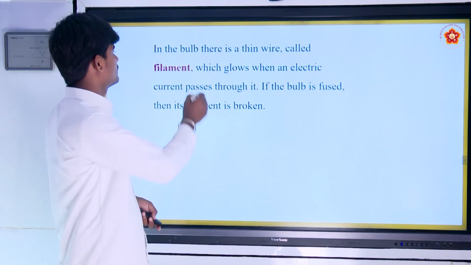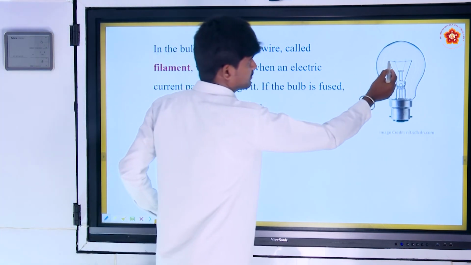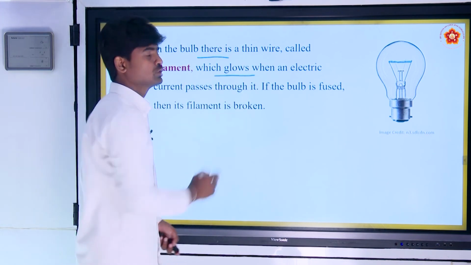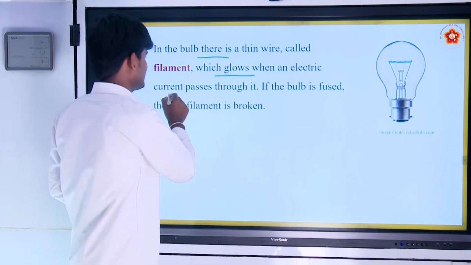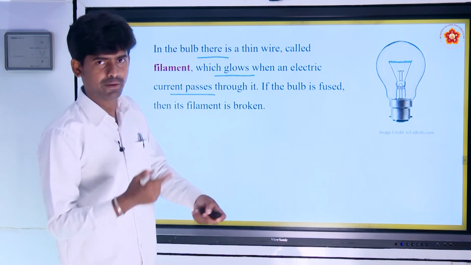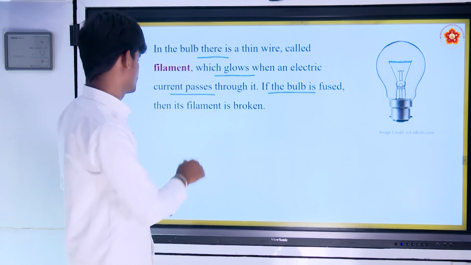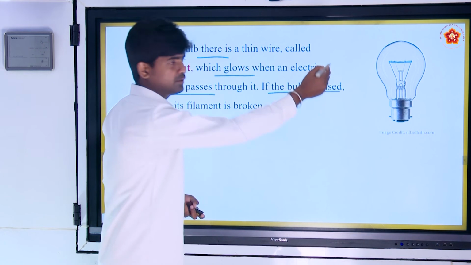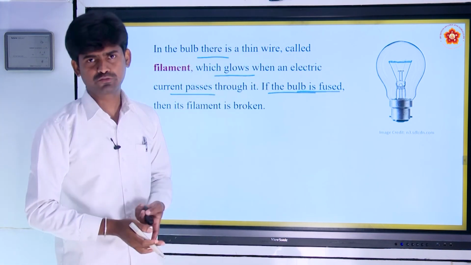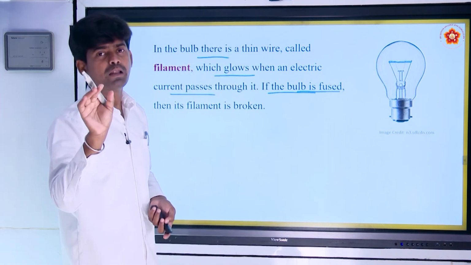Yes. In the bulb there is a wire called the filament, which glows when an electric current passes through it. When electricity passes through that filament, the bulb will glow. If the bulb is fused, then the filament will be broken. So now, is it a closed circuit?